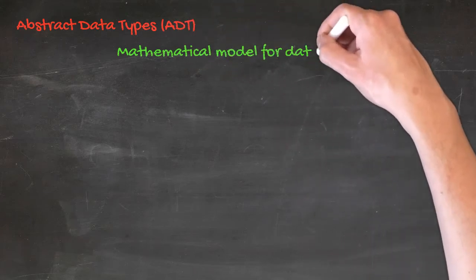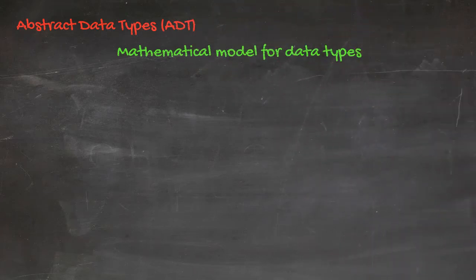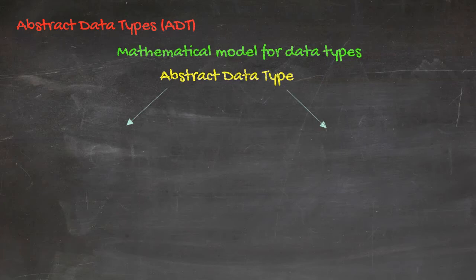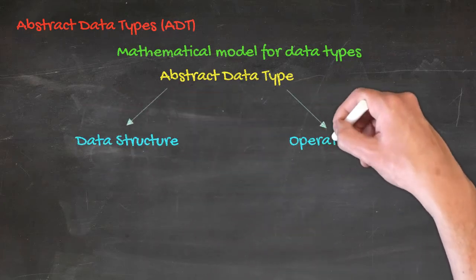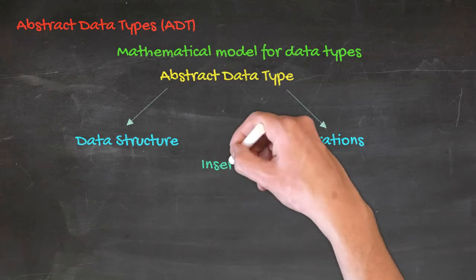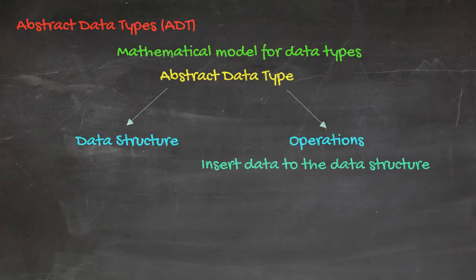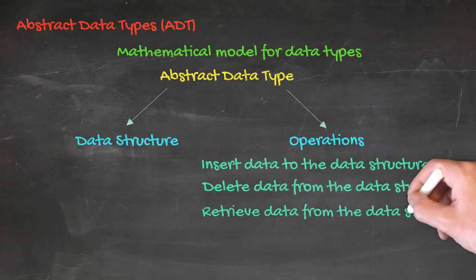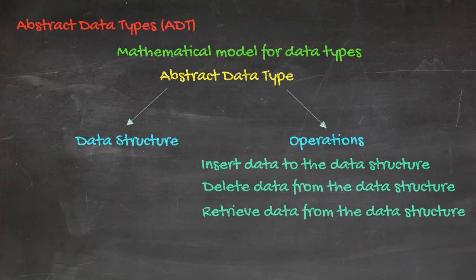Now let's move into abstract data types. We can define abstract data types as a mathematical model for data types. I know it sounds a bit confusing, but don't worry, you will understand this by the end of this section. We can break abstract data types into two parts. One is data structures and the other one is operations. Operations means inserting data into the data structure, deleting data from the data structure, retrieving data from the data structure. These operations should be implemented by the implementer who implements the data structure.